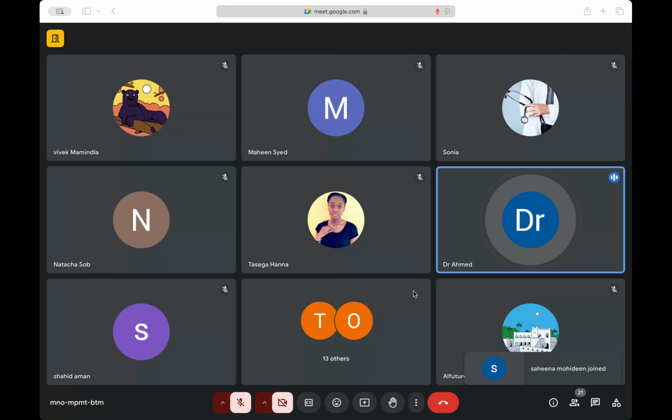Guys, you are going to find mnemonics one by one. I'll give you a task for each drug. You are going to find a better mnemonic so that all of your classmates can get help from that, right?